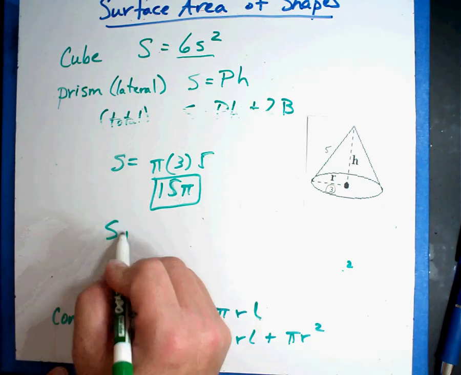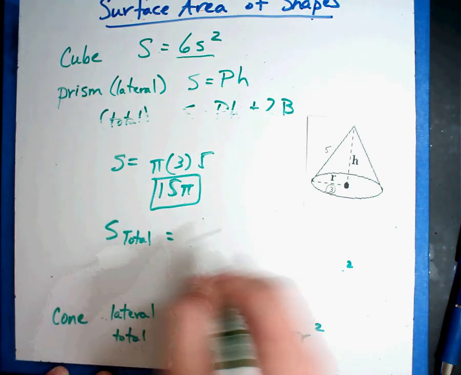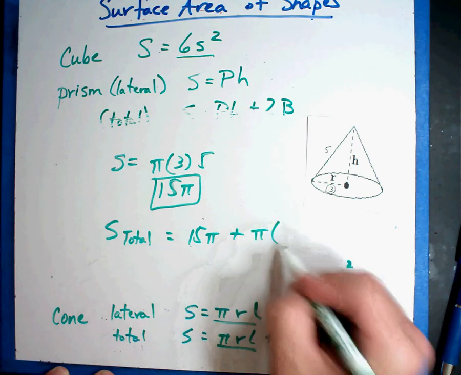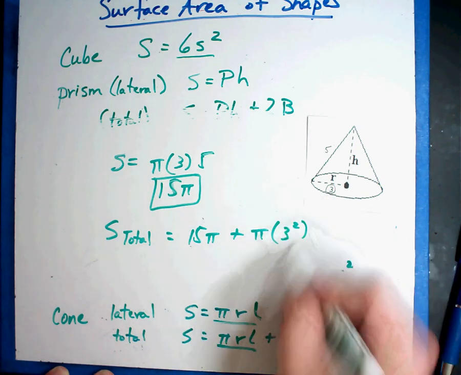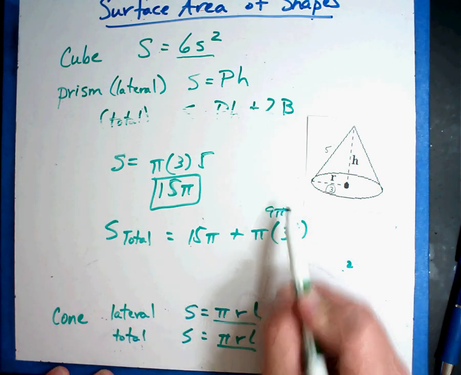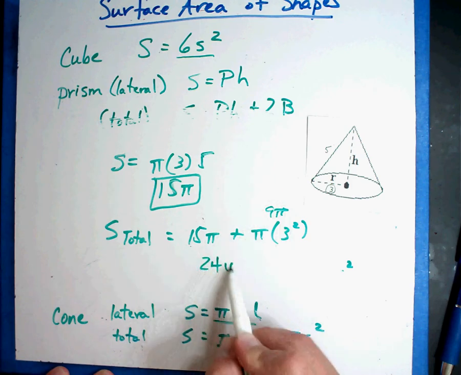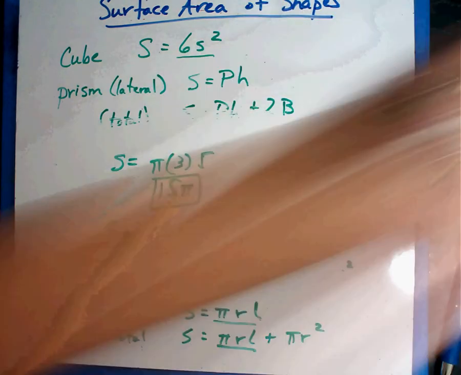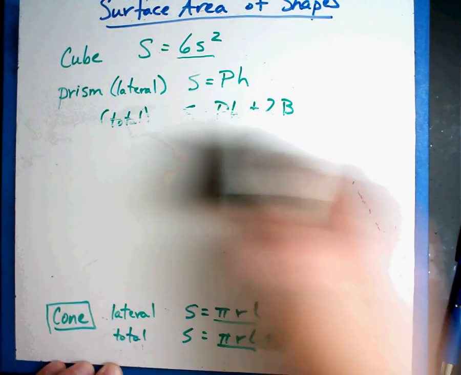If I'm looking for this total surface area, it's going to be the same front part, so that's 15 pi plus pi r squared. So pi times the radius, 3 squared. 3 times 3 is 9, so that's 9 pi. So 9 pi plus 15, 24 pi. So we're just adding. Looks just like the other formulas. The shapes just look slightly different from one another. Okay? So that's how you do a cone. Again, if you get stuck on that, just back the video up and watch that real closely.